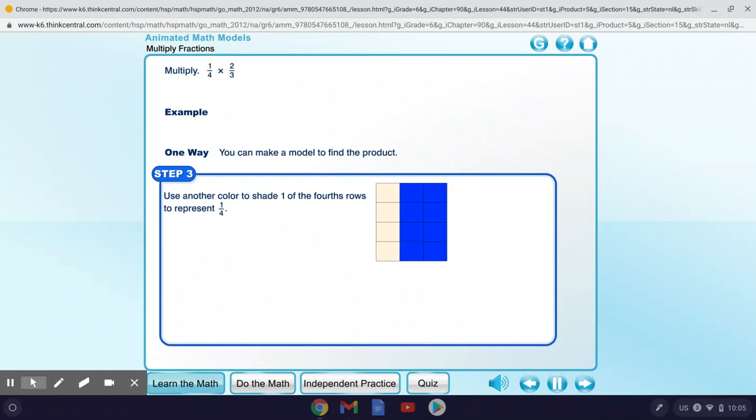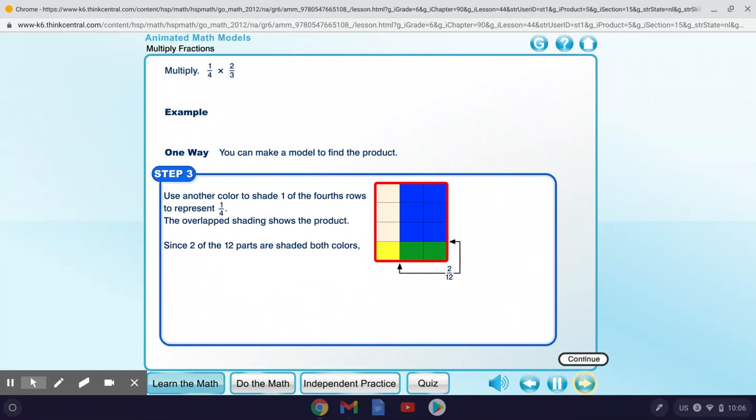Step 3. Use another color to shade one of the fourths rows to represent 1/4. Click the model to shade 1/4. The green overlap shading shows the product. Since 2 of the 12 parts are shaded both colors, 1/4 of 2/3 equals 2/12. 2/12 in simplest form is 1/6.